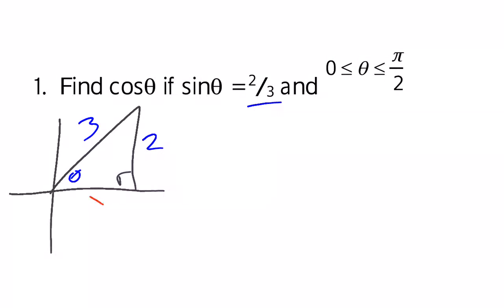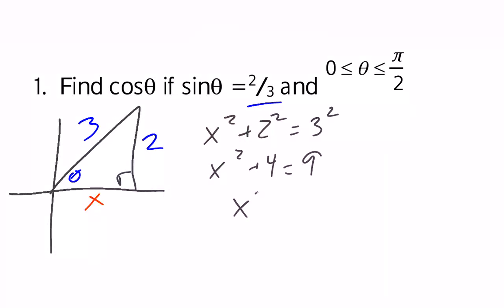So first I need to find x. So I write my Pythagorean equation. x squared plus 2 squared equals 3 squared. So x squared plus 4 equals 9. So x squared equals 5. So x equals the square root of 5. Add that to my little triangle.